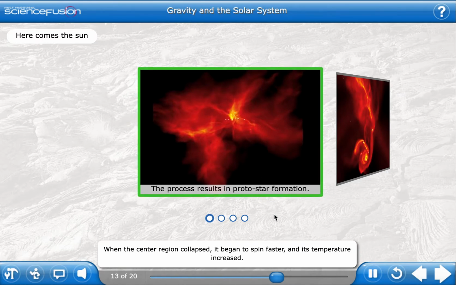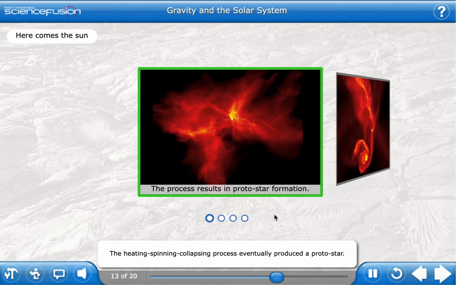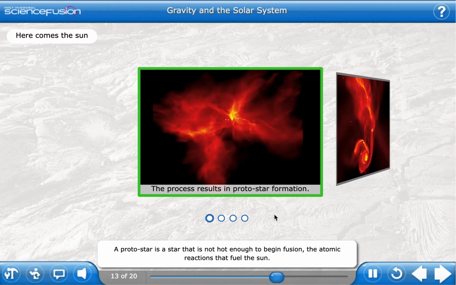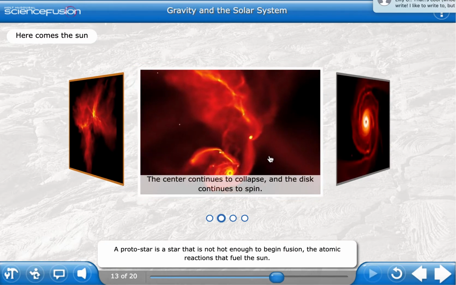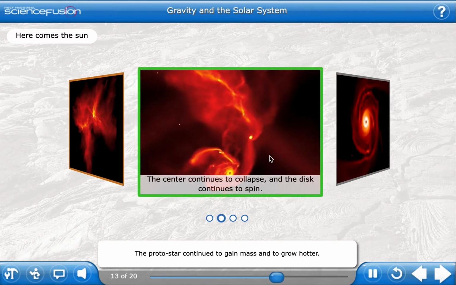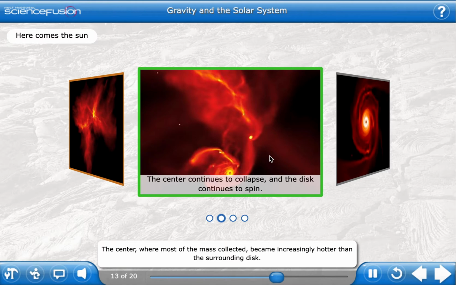When the center region collapsed, it began to spin faster and its temperature increased. The heating, spinning, collapsing process eventually produced a protostar. A protostar is a star that is not hot enough to begin fusion, the atomic reactions that fuel the sun. The protostar continued to gain mass and to grow hotter. Gravity continued to make the ball contract. The center, where most of the mass collected, became increasingly hotter than the surrounding disk.